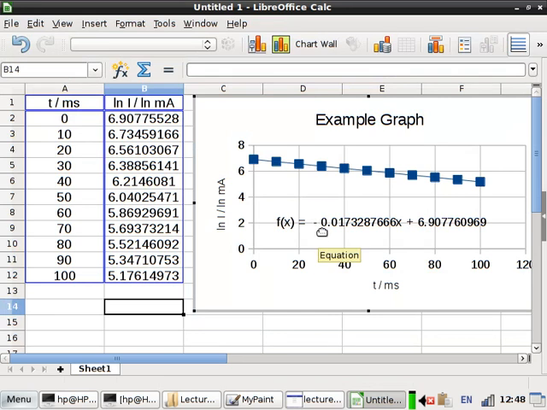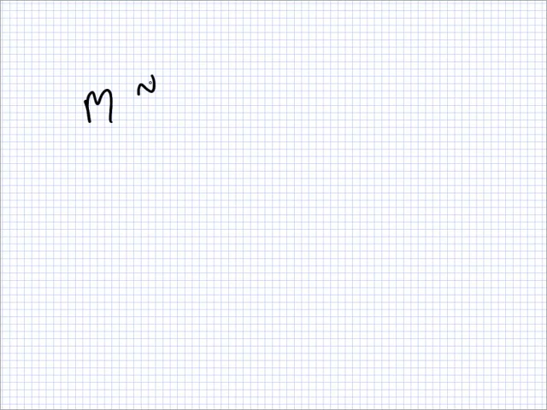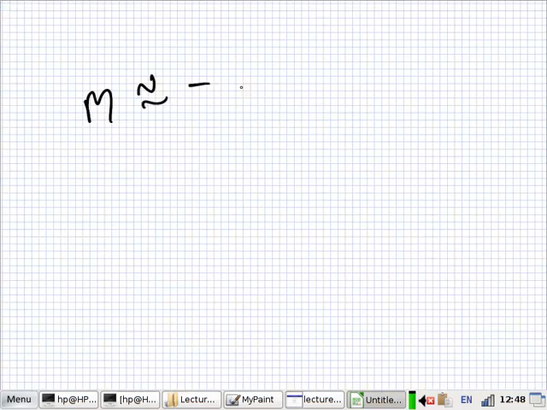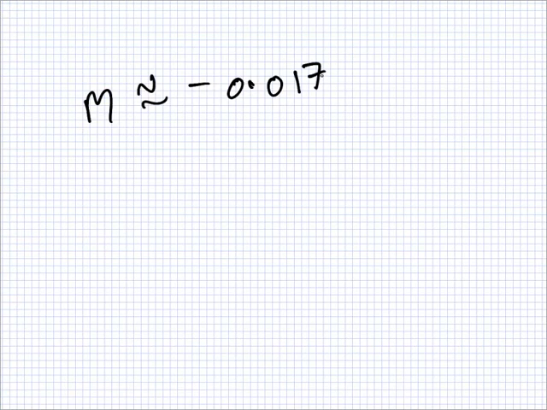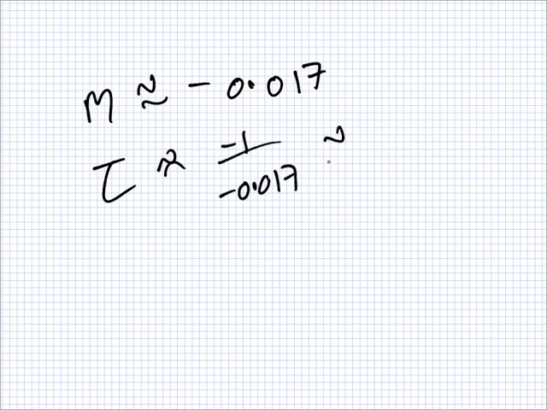The slope is minus 0.017x plus c. So Excel has said that the m is roughly minus 0.017. Okay, so then what's the tau? The tau then is roughly minus 1 over minus 0.017. So can someone just type that in? What's that now?